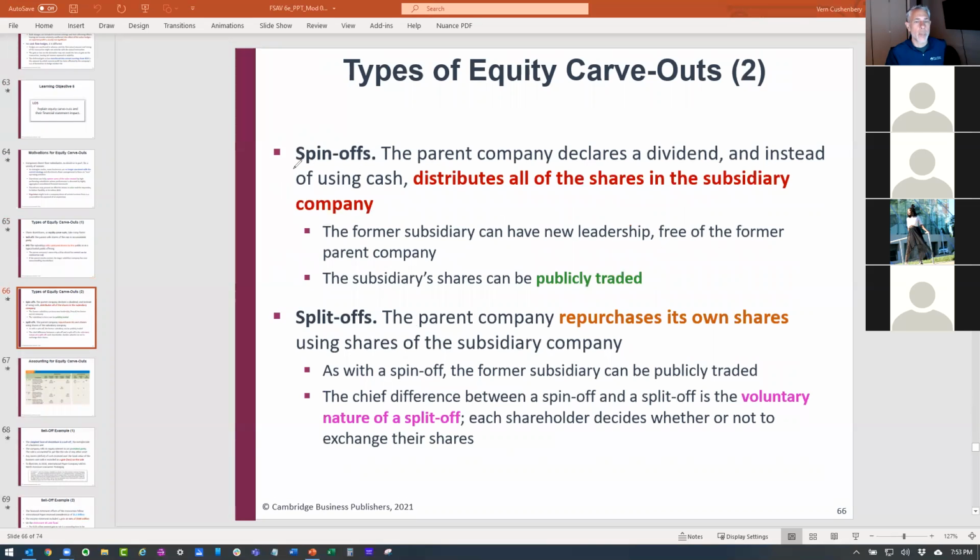A third one is a spin-off. This is another one of the most common ways to carve out an equity investment. Spin-offs, by the way, are one of the most profitable areas to invest in the stock market. If you ever see a spin-off, take a look at what's going on, because you might be able to turn a quick profit, and that's just due to some uneconomic selling pressure that typically accompanies spin-offs.